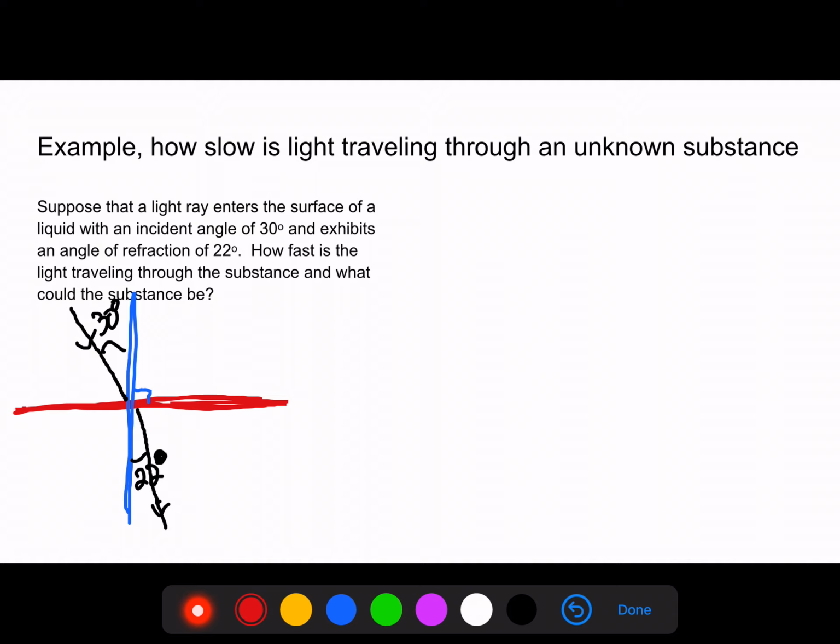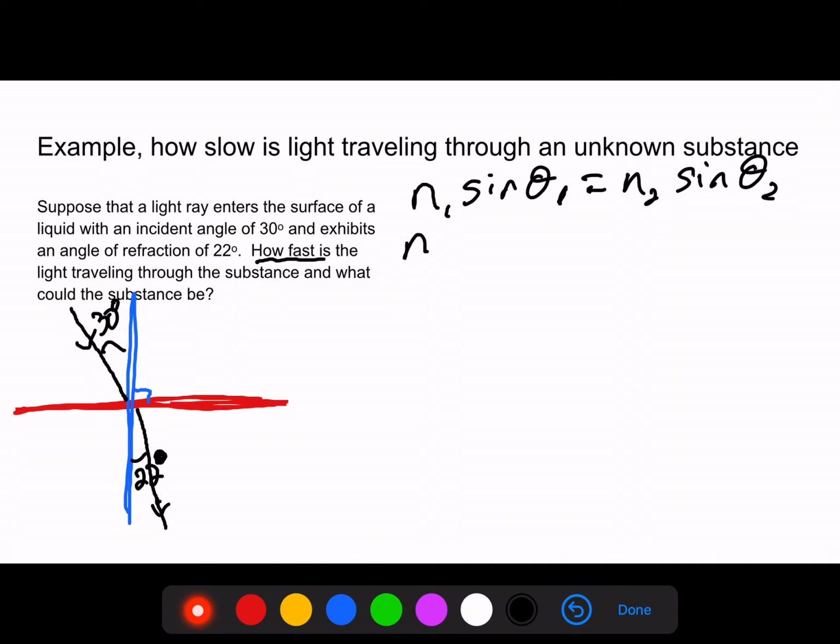Okay, so let's take the equation for Snell's law, n1 sine theta 1 equals n2 sine theta 2. And let's look at what it's asking us. It's asking us how fast the light will be traveling through this unknown substance. Well, these are the indices of refraction, but we can make a simple substitution that will express this second index of refraction in terms of the speed with which the light is traveling through that substance.